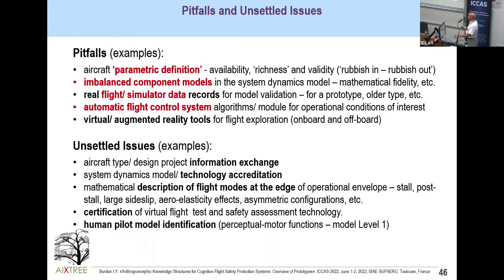Unsettled issues. There are some pitfalls, of course, in the world of simulation. People know about that: how to get correct, validated data, how to buy this data not too expensively, and how to get the automatic flight control module. Normally we take it as a black box. Otherwise, there is no way to do this. These unsettled issues are engineering and research problems, and the list is here. The major problem is validation of the pilot model at level one, and also obtaining data for asymmetric configurations and for configuration or dynamics at high angle of attack, spin, stall, especially if we have asymmetry of thrust.